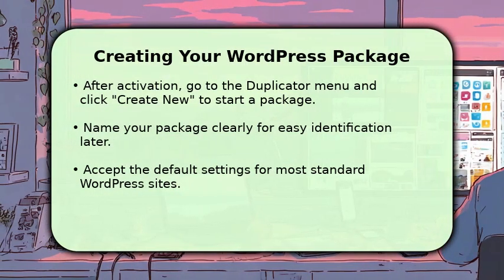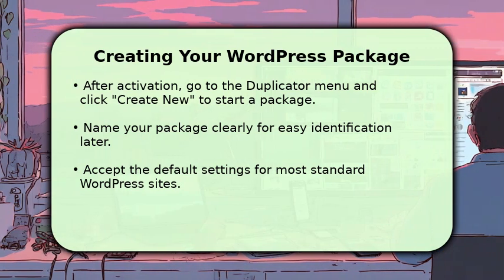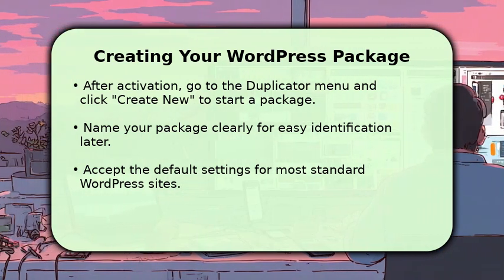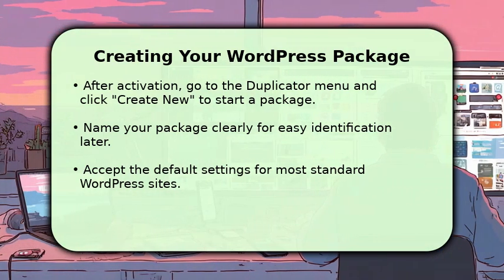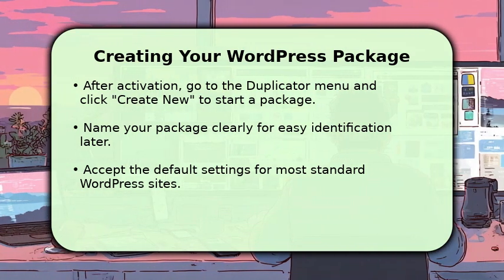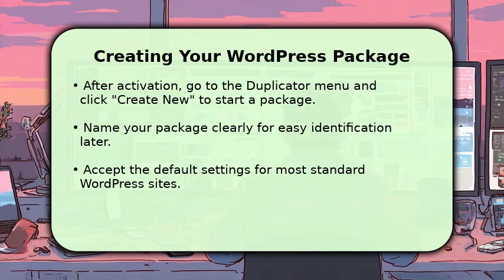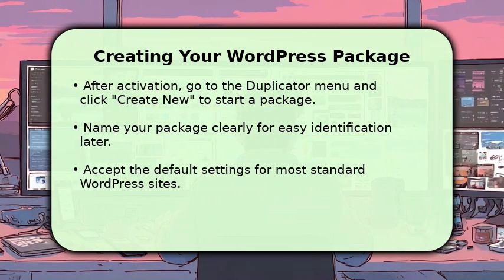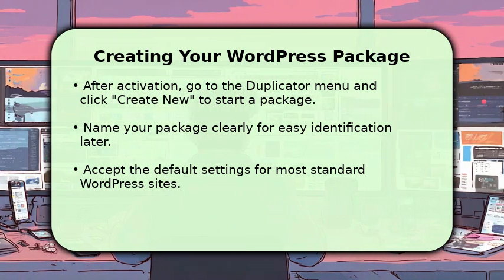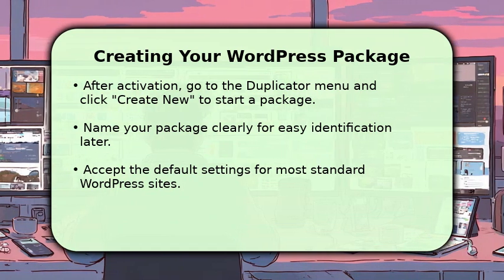Once activated, locate Duplicator in your WordPress admin menu and choose to create a new package. Give your package a descriptive name like Website Backup August 10th to keep things organized. You can usually accept the default settings as they work well for most standard installations.